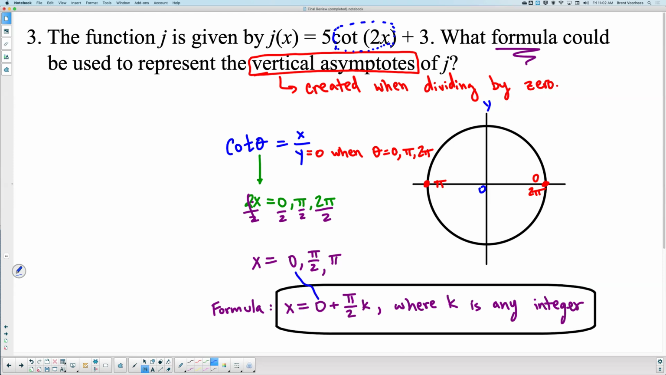I chose 0. And then you add by how much it's changing by. You go from 0 to pi over 2 to pi. The change of any one of those was pi over 2. I think I just said pi. I meant pi over 2. So that's where that came from. Okay? That's how you do number 3. Problems like it.